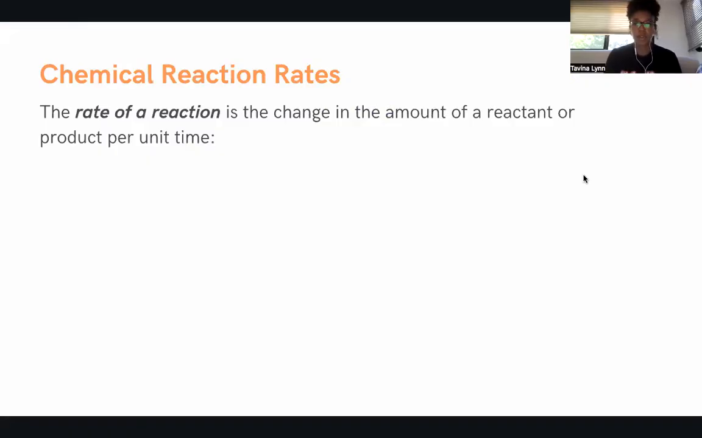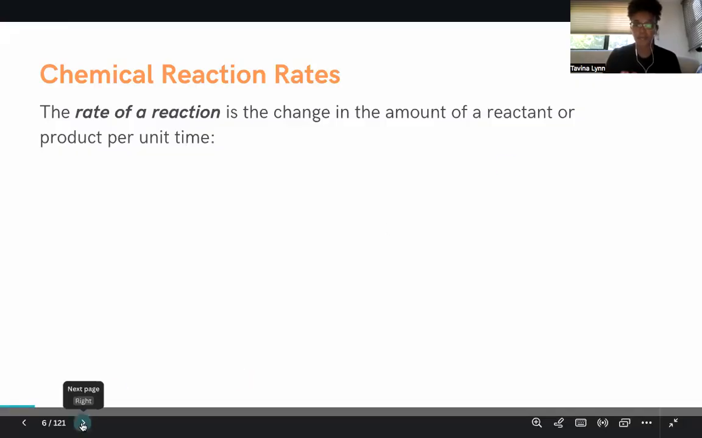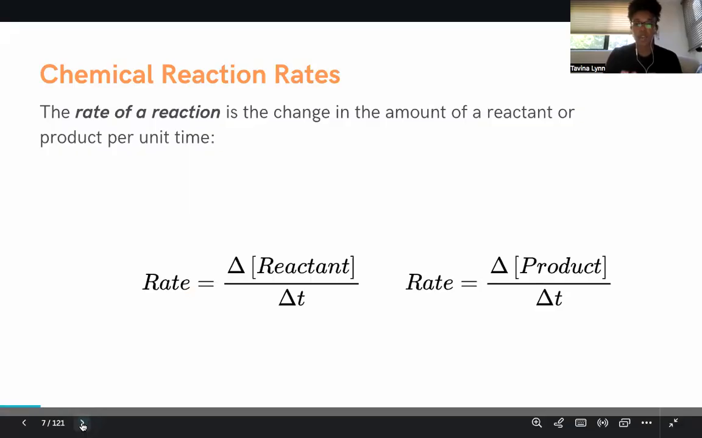So a chemical reaction rate, or the rate of a reaction, is the change in the amount of a reactant or product per unit time or over time. So we can write the rate of a reaction with respect to the reactant or to the amount of product.